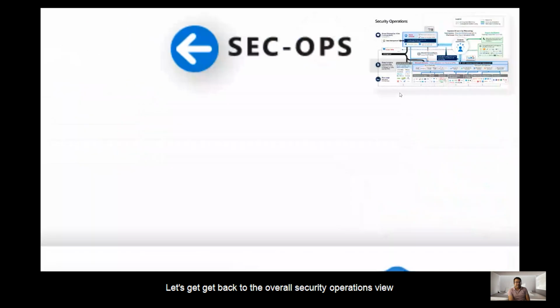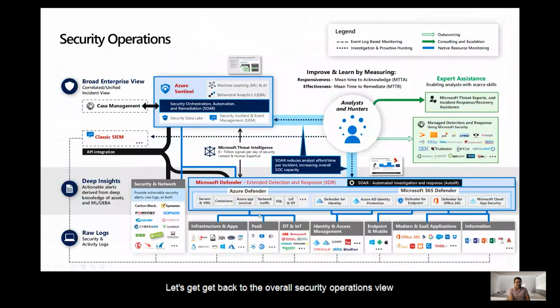Let's get back to the overall security operations view, and now understand the entire landscape through the eyes of the modern SIEM like Azure Sentinel in the same sense. So let's jump into the case for Azure Sentinel, the modern SIEM.